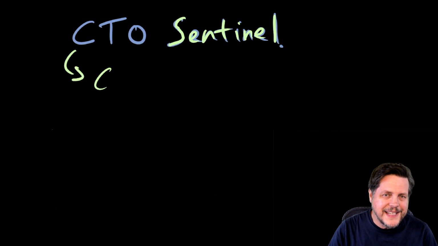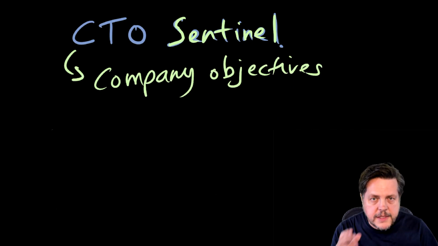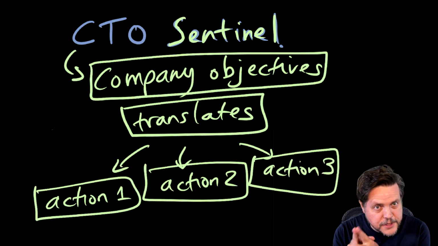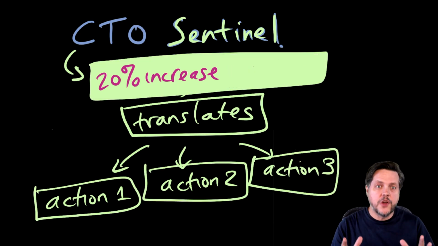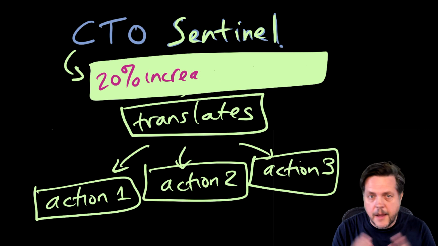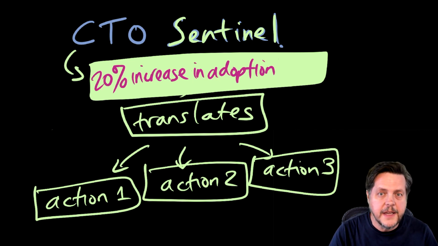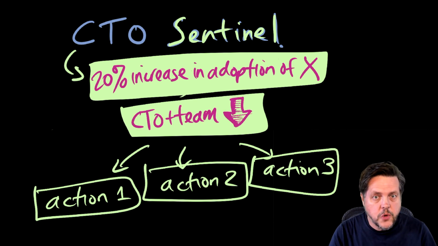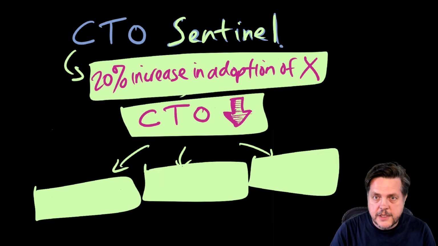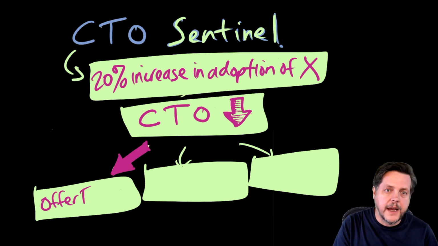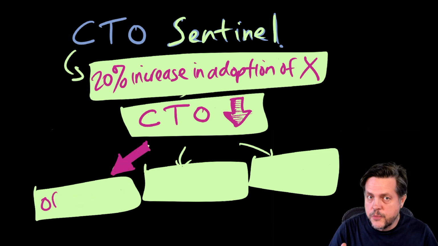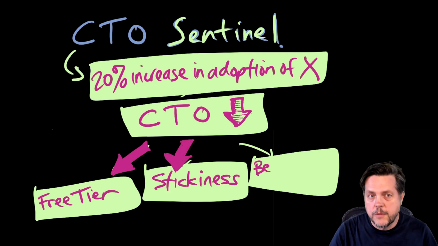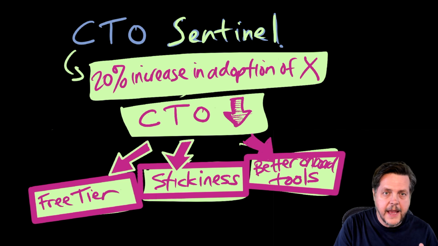So we all know a CTO's primary function is to translate the company objectives into action. Thank you, Kathy Keating, for describing that so eloquently. So let's take an example. Let's look at a company objective, which is a 20% increase in adoption of product X. The CTO leads collaboration in order to determine which experiments or actions need to be taken to accomplish this objective. They could come up with offering a free tier to product X, strategies for creating stickiness, and better onboarding tools. So let's describe these as A, 1, 2, and 3.